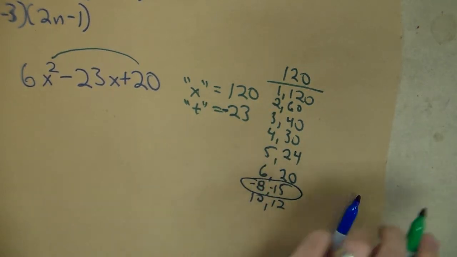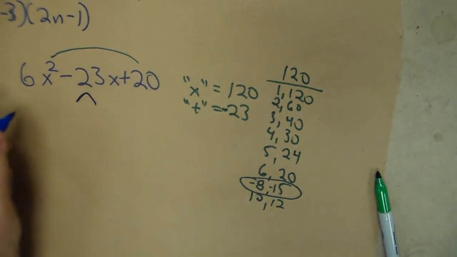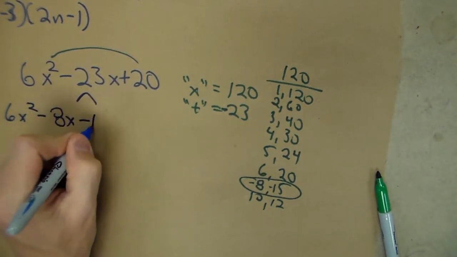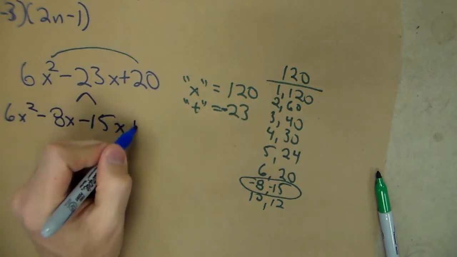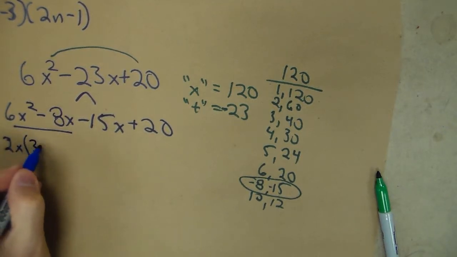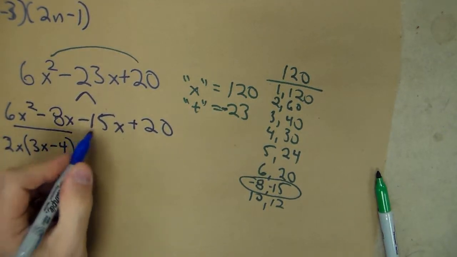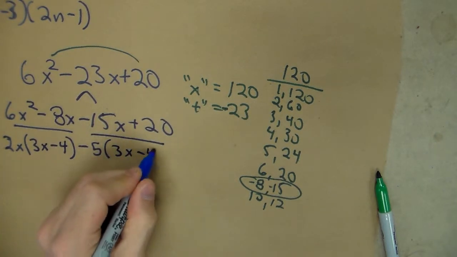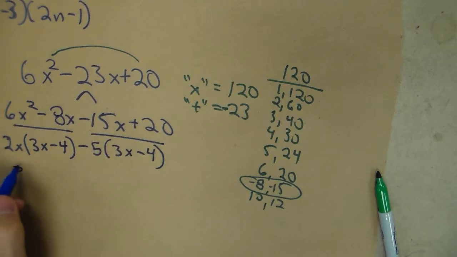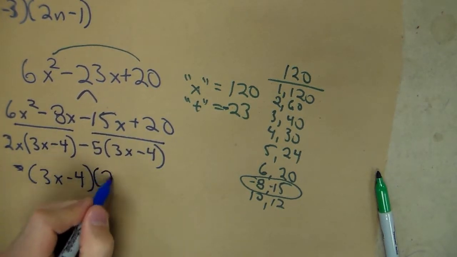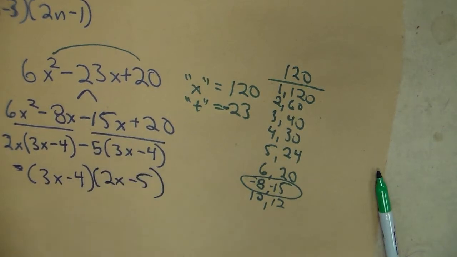If I did negative 8, negative 15, we'll go 6x squared minus 8x minus 15x plus 20. Factor the first two out, we get a 2x. Leaves us with 3x minus 4. Factor out a negative 5 in the next two. I'm left with 3x minus 4 together. 3x minus 4. Leftovers, 2x minus 5. There's our factor.